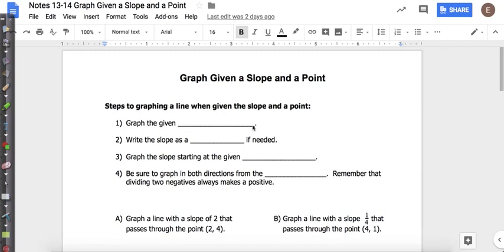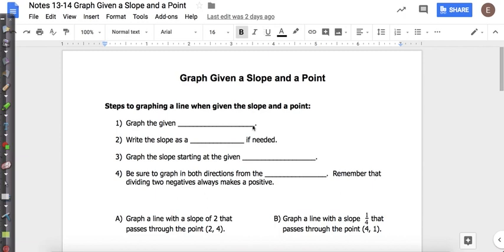To my video on graphing given a slope and a point. Now recall our previous lesson was graphing the equation y equals mx, and if you recall when we graphed y equals mx, the m represented the slope, and we started at the origin because a graph of y equals mx goes to the origin.